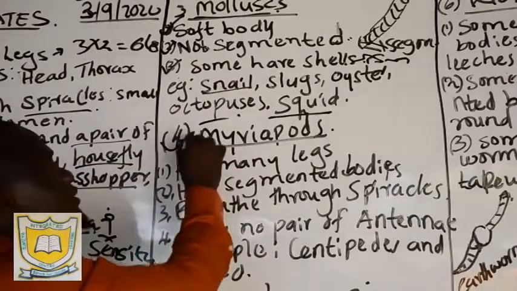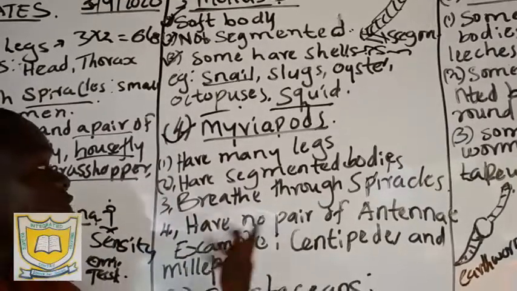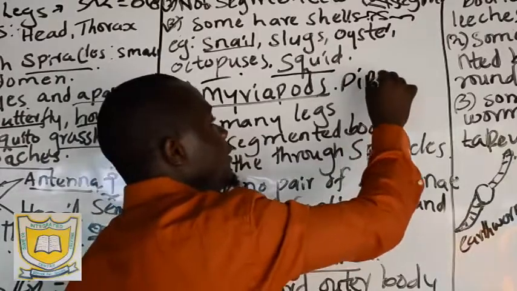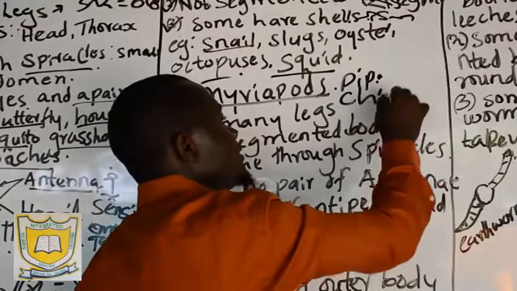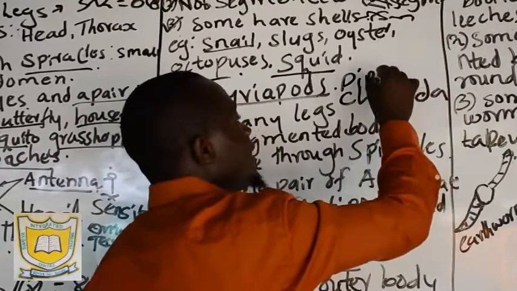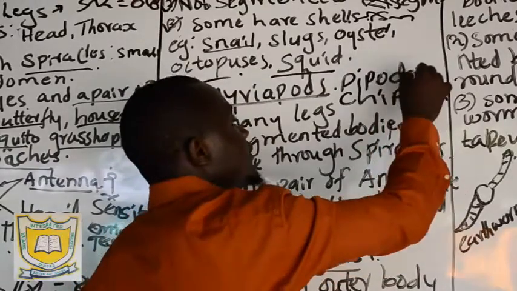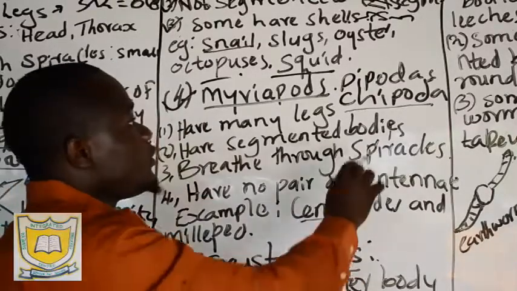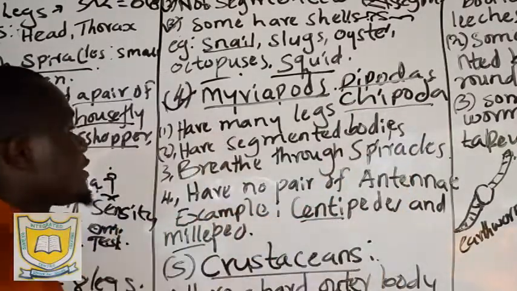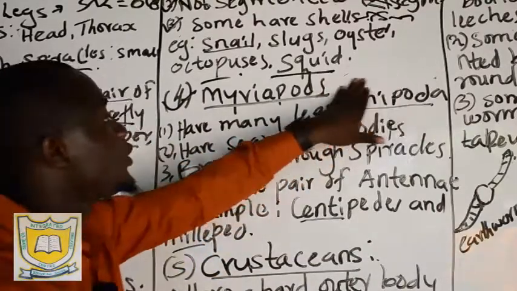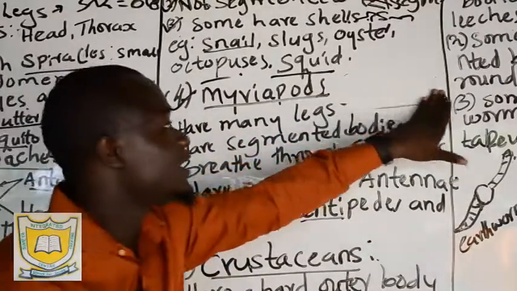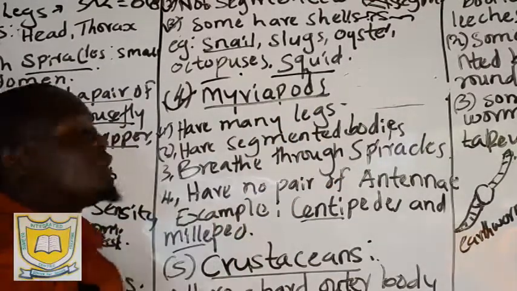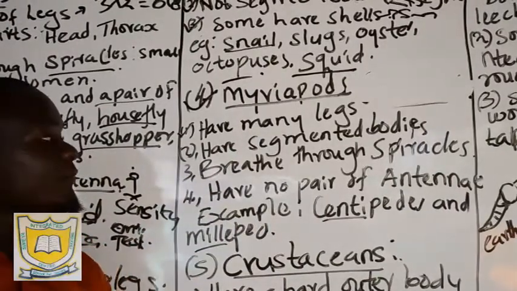We move to myriapods. When you move to second level, we talk about the diplopods and the chilopods. When you talk about the chilopods, these ones are the centipedes, while the diplopods are the millipedes. But here in primary level, we group them generally as myriapods. Now, what are the characteristics of these myriapods? The first characteristic, they have so many legs.